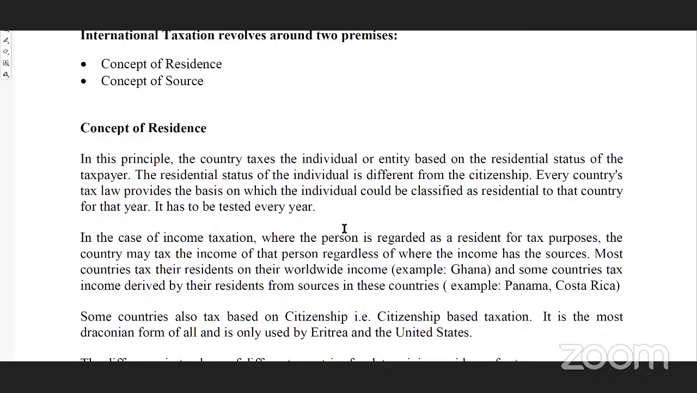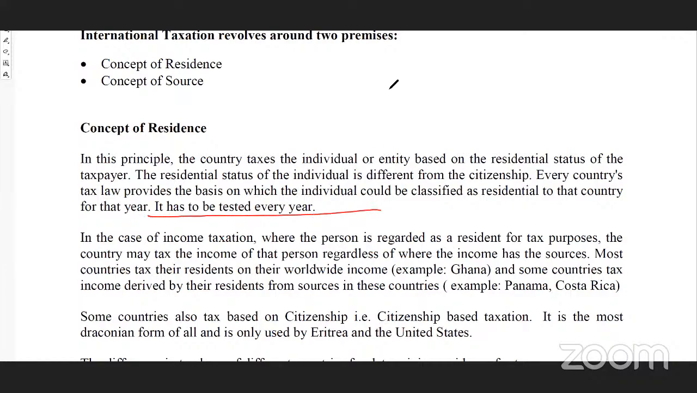Okay, citizens may be residents, but residents may not be citizens. Let's understand it like that for now. Now, every country's tax law provides the basis on which an individual could be classified as resident in that country for that year. So one thing I want to put across to all students and all practitioners is that residence is determined every year.